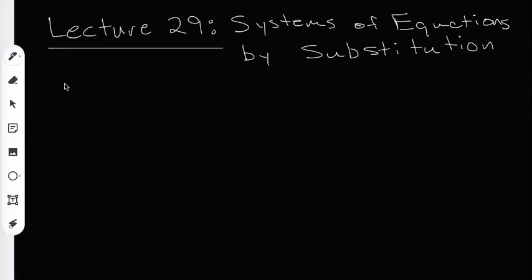Right, today we're going to be doing lecture 29, Systems of Equations by Substitution. Now, when we have systems of equations, you're usually going to see them in standard form. And standard form is always going to be in that same form that we've always talked about, right? We're always going to have that ax plus by equals c.